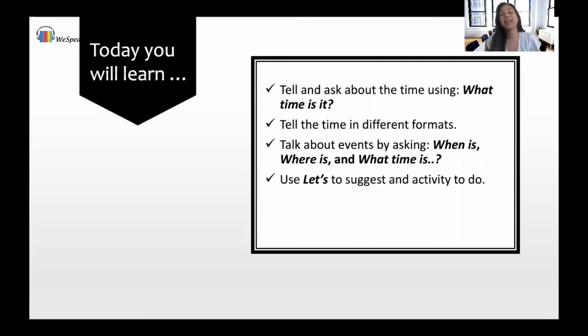Good afternoon. Today we're going to learn how to tell and ask about the time using "What time is it?" We're also going to tell the time in different formats. We'll talk about events by asking "When is," "Where is," and "What time is." And we'll use "Let's" to suggest an activity to do.